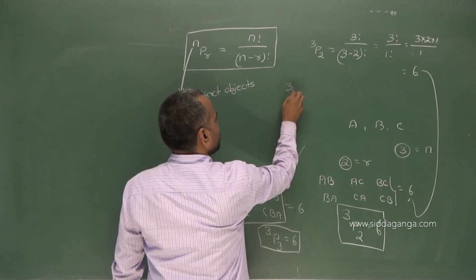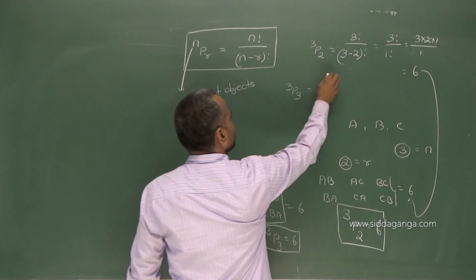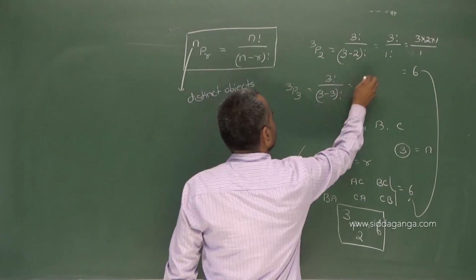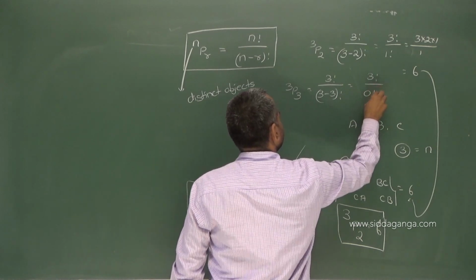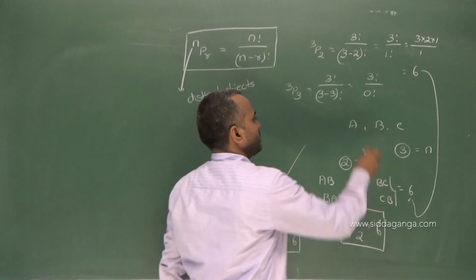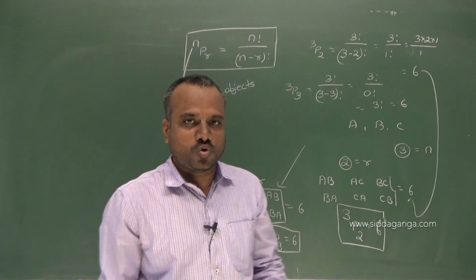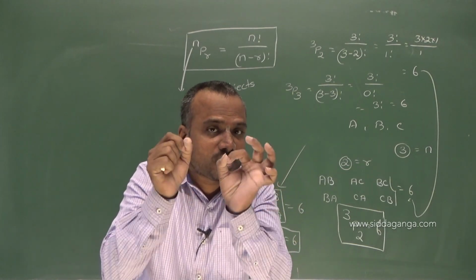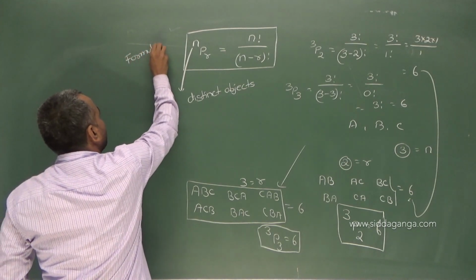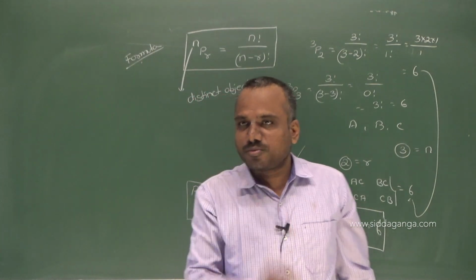Again, if you want, this one also we solve. So 3P3. 3P3 is how much? 6. 3 factorial divided by (3 minus 3) factorial, that is 3 factorial divided by 0 factorial. In the last class I said we define 0 factorial as 1. So 3 factorial, and the total answer is 6. So for n number of distinct objects, this is a very important formula for permutation.